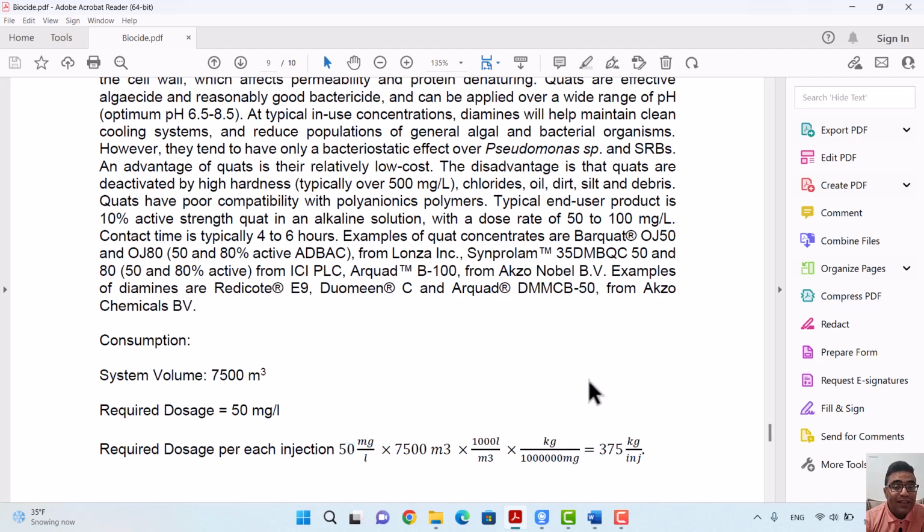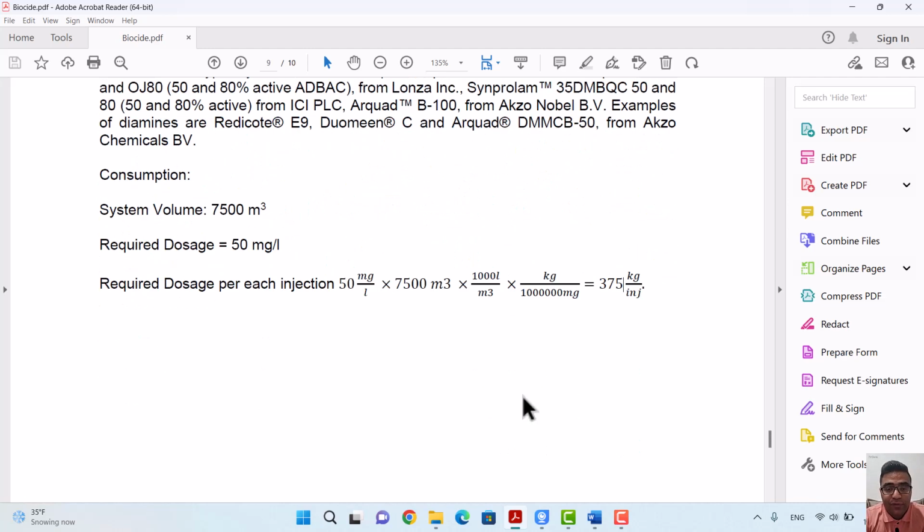It means that per each injection you need about 400 kilogram. Since in 1 month 2 injections happen, you need 800 kilogram, which means that you need to purchase 4 gallon of quat per month for your system.